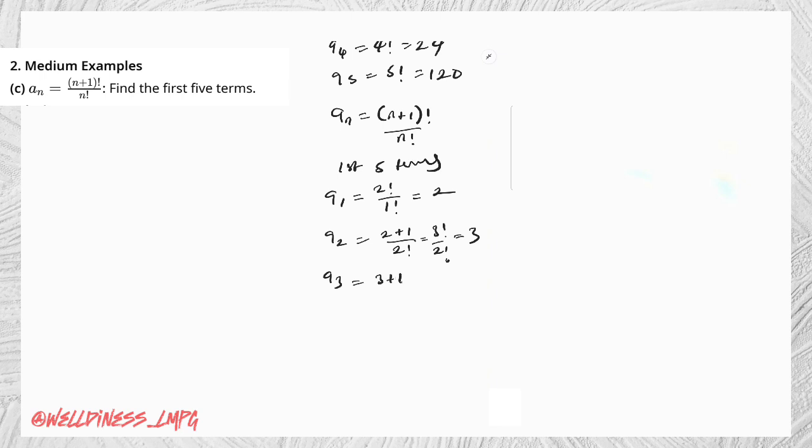So our a_3 will give you 3 plus 1 factorial divided by 3 factorial. And we know that 3 plus 1 is 4 factorial, and 4 factorial will give you 4 times 3 times 2 times 1, which will give you 2 times 3, 6, 6 times 4, 24.